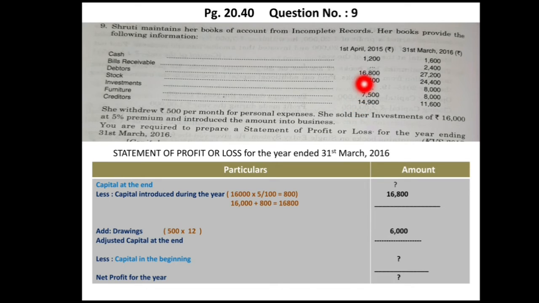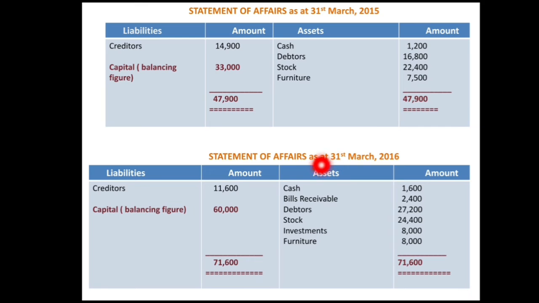Bills receivable is not there in 2015, so no problem, don't write it here. But in 2016 that item appears, so for 2016 you can write bills receivable as one of the items in your balance sheet or statement of affairs. Whatever items are given in the columns, the 2015 items should be written in the statement of affairs of 2015, and the 2016 items in the statement of affairs as at 31st March 2016.